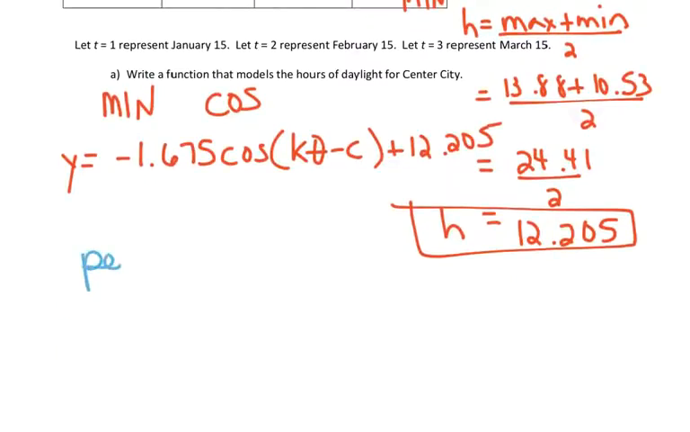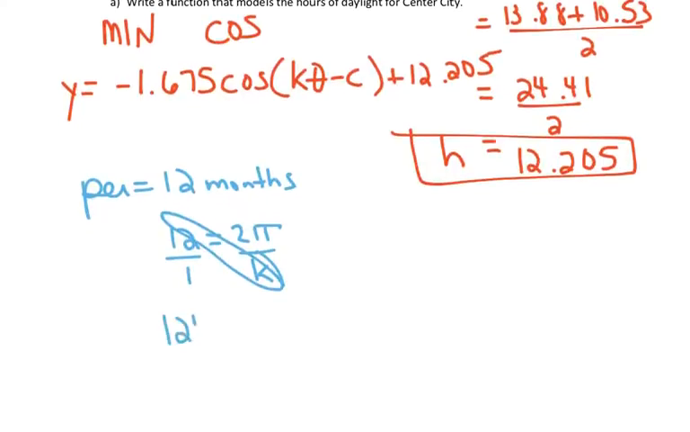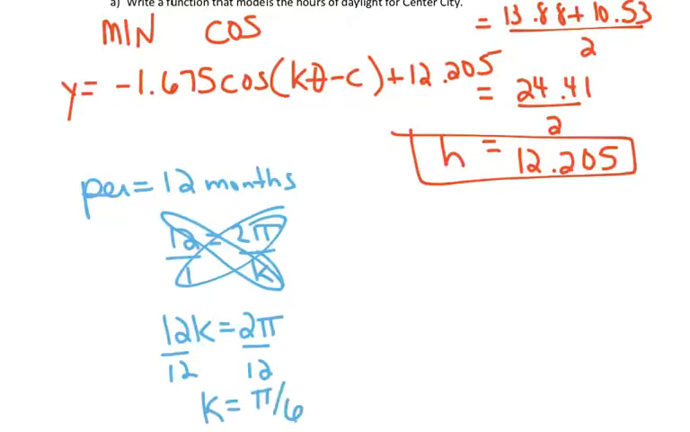So if my period is 12 months, in order to find k, I'm going to have to set 12 equal to 2 pi over k, and then solve that proportion. So I get 12k is equal to 2 pi. Divide by 12, and k is going to equal, well, 2 over 12 reduces to 1 over 6, so it's pi over 6. We usually leave it in terms of pi.